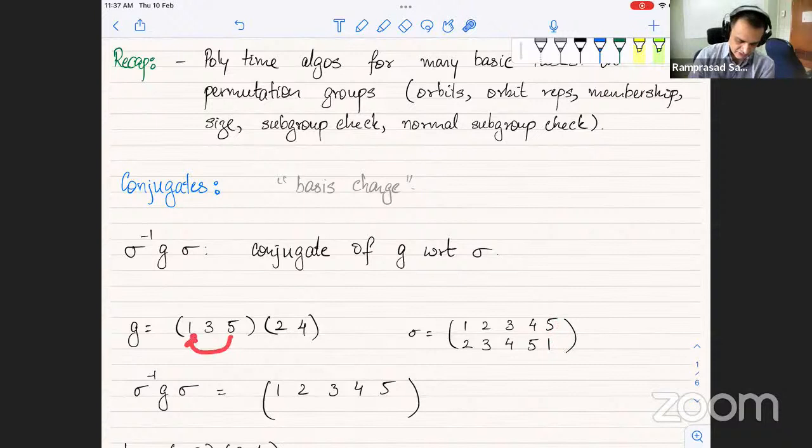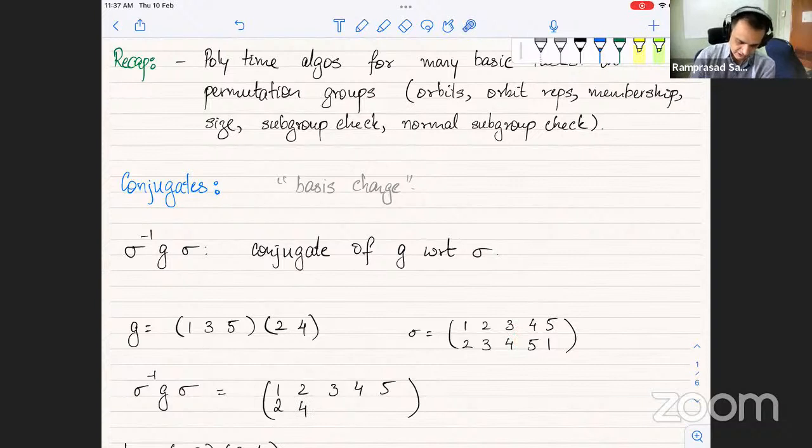And here 5 goes back to, 5 goes to 1. And then again, sigma maps 1 to 2. So here 1 is going to go to 2. I hope that's okay. Now let's look at what is the image of 2 going to be. Sigma inverse is going to map 2 to 1. And then 1 goes to 3. And then 3 goes to 4. So this is going to be 4.